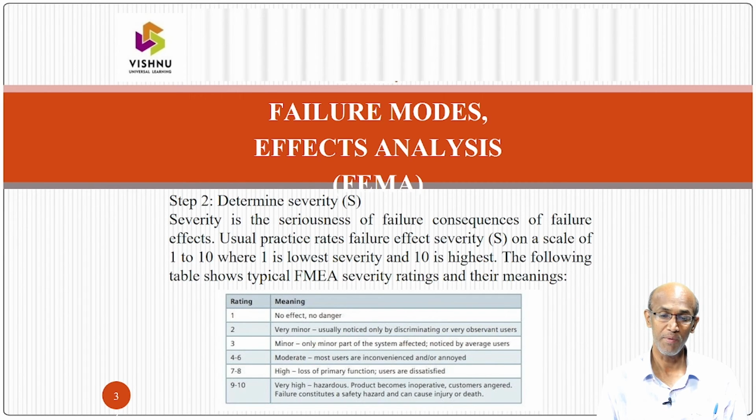Step 2. Determine the severity. Severity is the seriousness of the failure, the consequences of failure effects. Usually, practice rates failure effects severity on a scale of 1 to 10, where 1 is the lowest severity and 10 is the highest. The following table shows typical FMEA severity ratings and their meanings. 1 means no effect, 2 means very minor, 3 means minor, 4 to 6 moderate, 7 to 8 high, and 9 to 10 very high.